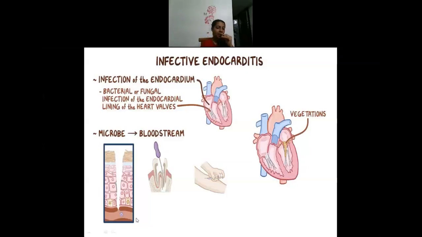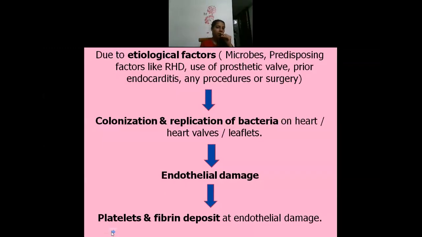So due to etiological factors, that is mainly open wounds, or a person's immunity is very low, especially your immunocompromised patients, or if a person is having any artificial valve, or they have undergone any recent minor procedures or major surgeries, because of these etiological factors, what will happen? The bacteria can enter. Once bacteria enters through the blood, what happens? This bacteria will multiply, and they may also enter into the heart, and they may affect your heart valve or heart walls, leaflets and all.